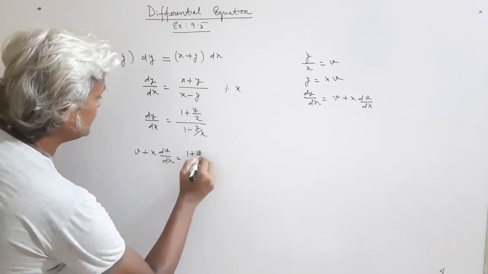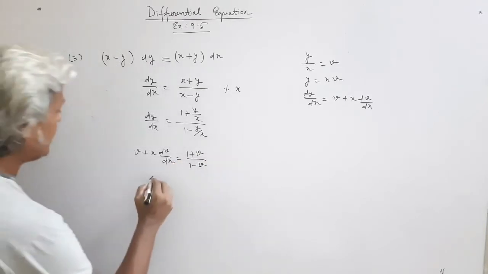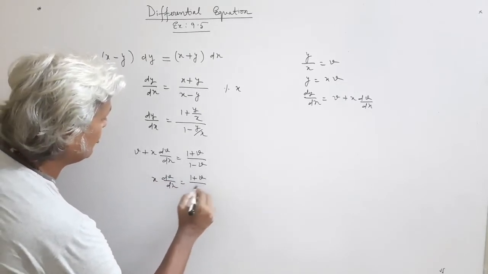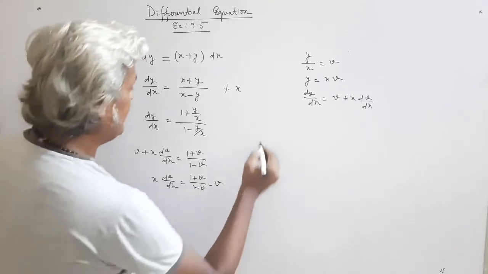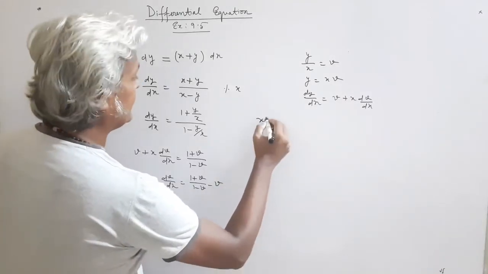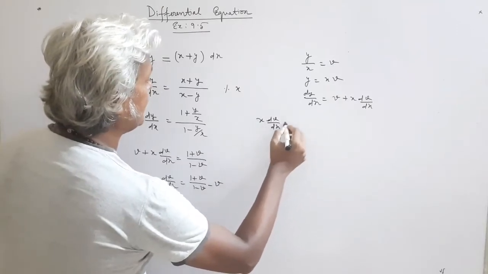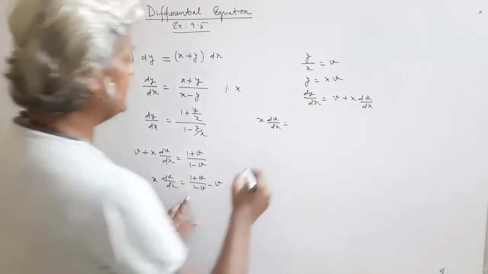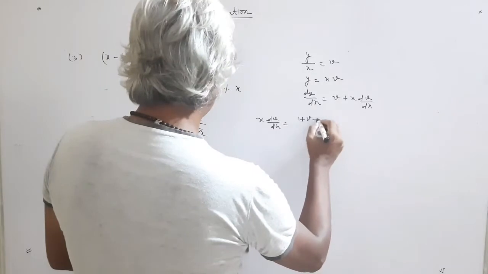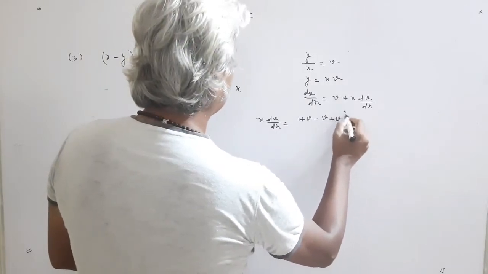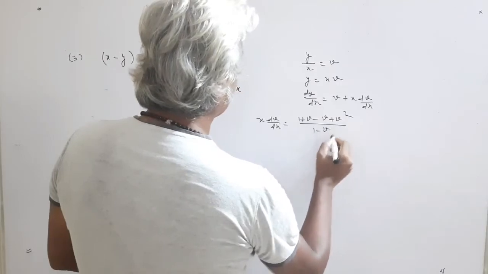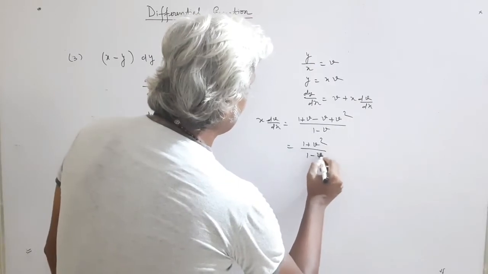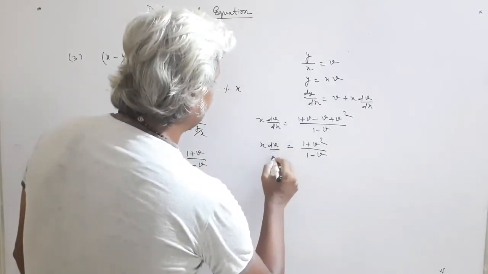This is 1 plus v over 1 minus v. Now x dv over dx is 1 plus v over 1 minus v minus v, and this gives 1 plus v minus v plus v square over 1 minus v. So v cancels, this is 1 plus v square over 1 minus v, and this is x dv by dx.